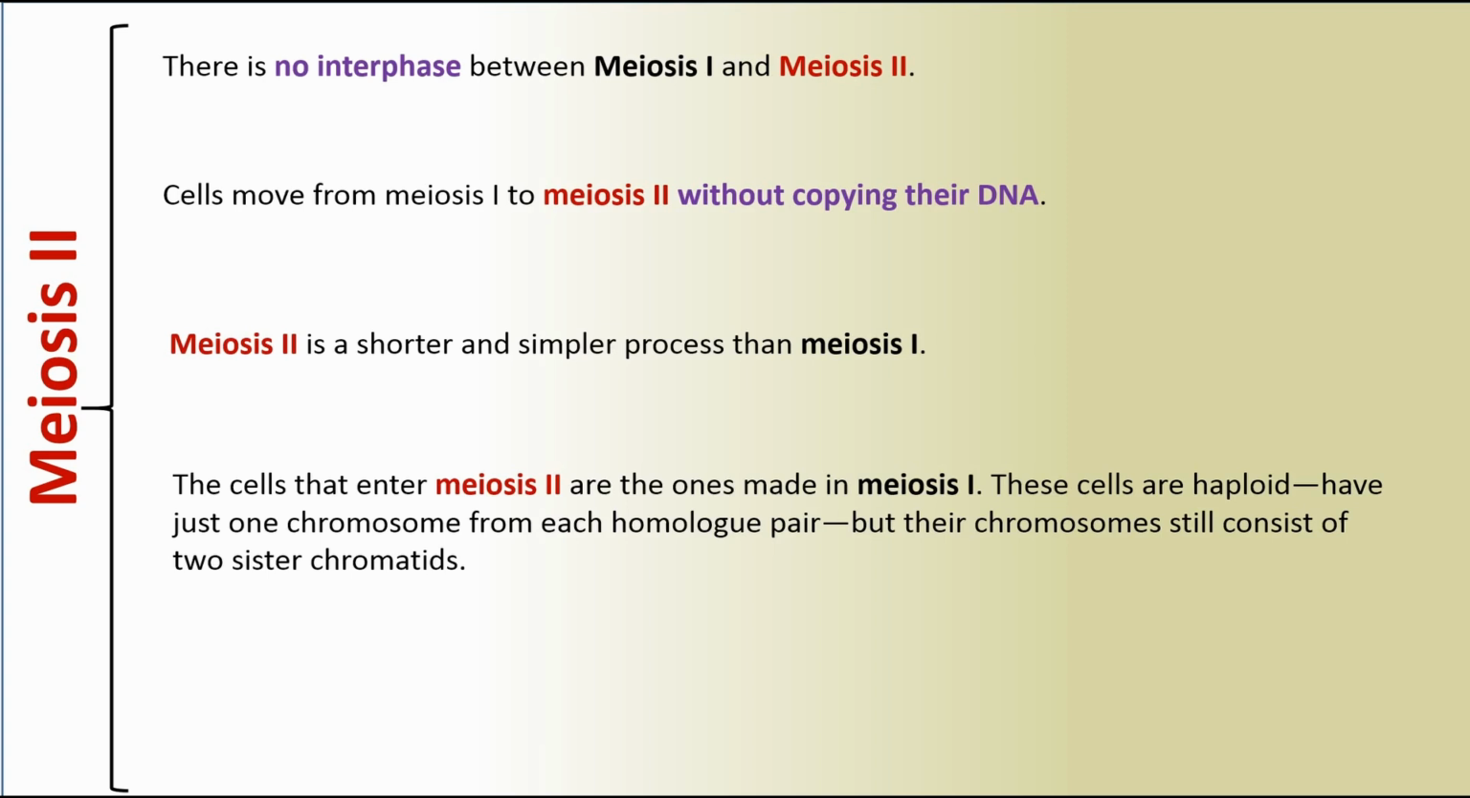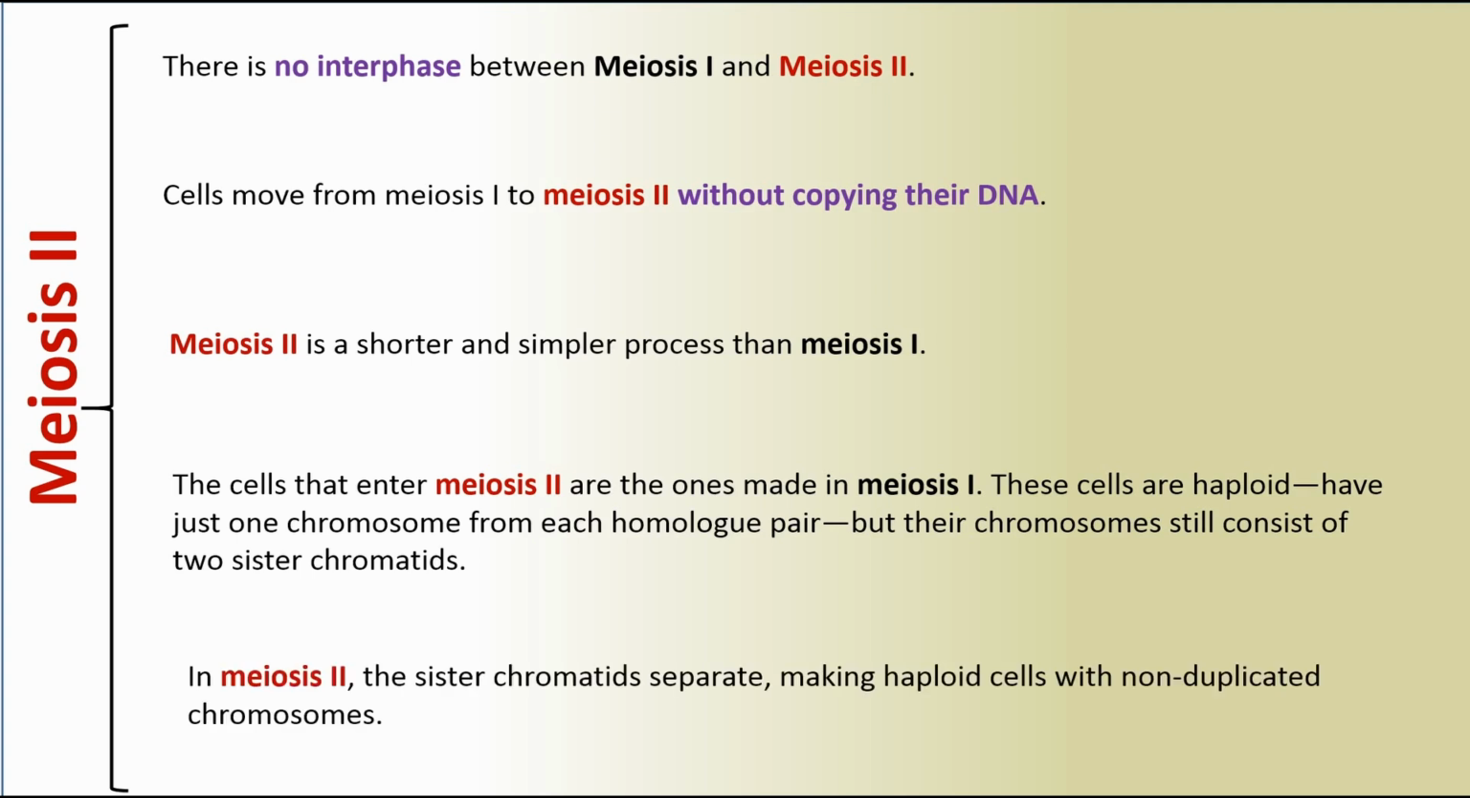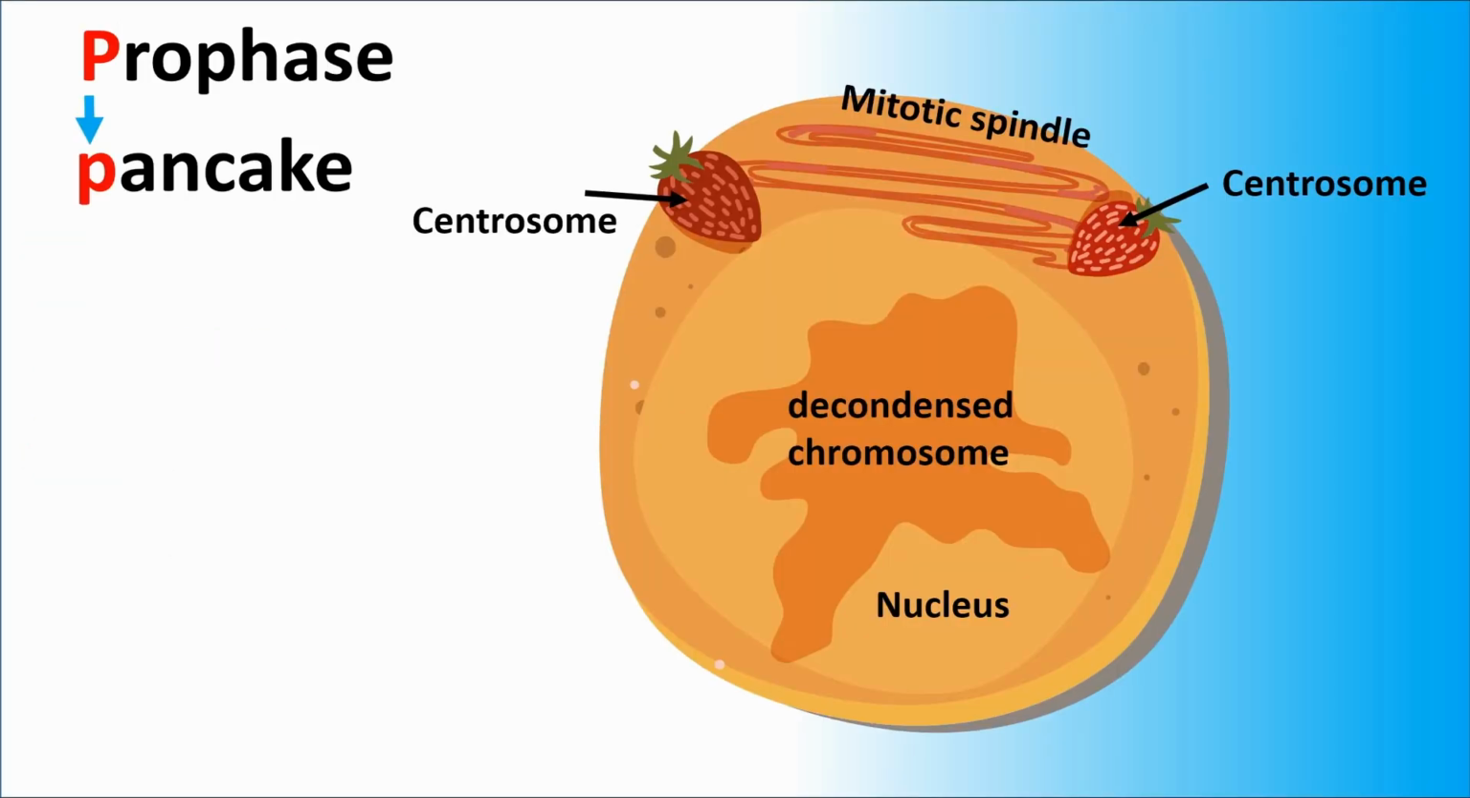These cells are haploid, have just one chromosome from each homolog pair, but their chromosomes still consist of two sister chromatids. In meiosis II, the sister chromatids separate, making haploid cells with non-duplicated chromosomes. Prophase is similar to pancake, and P is their common first letter.